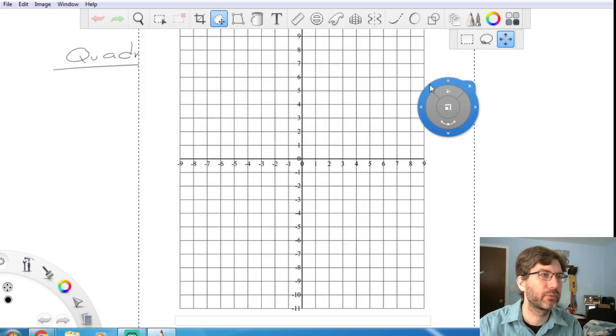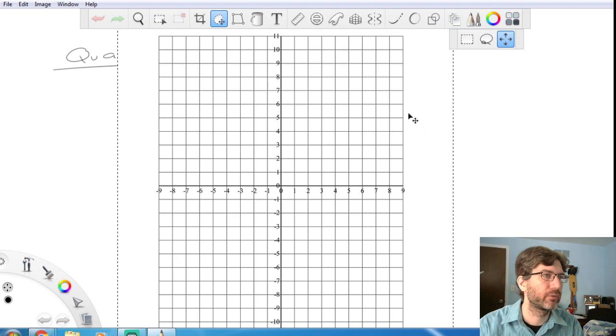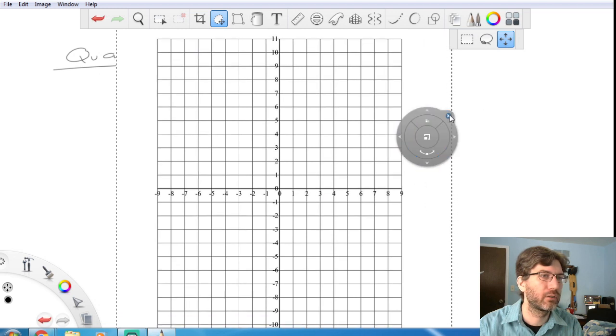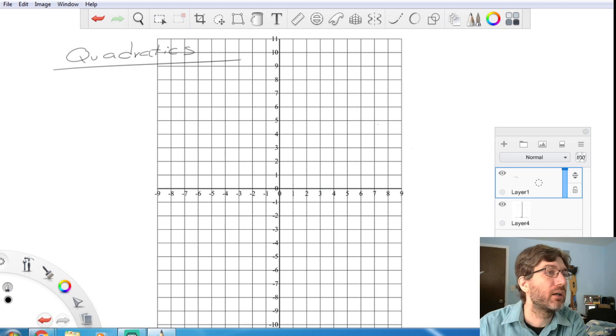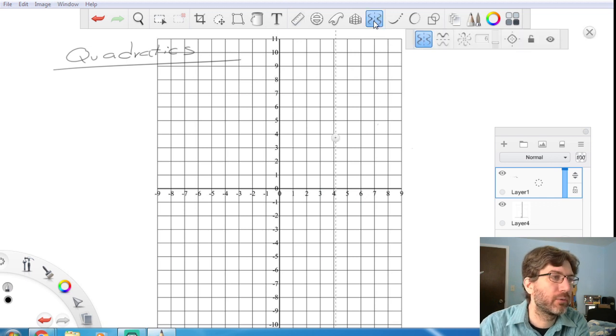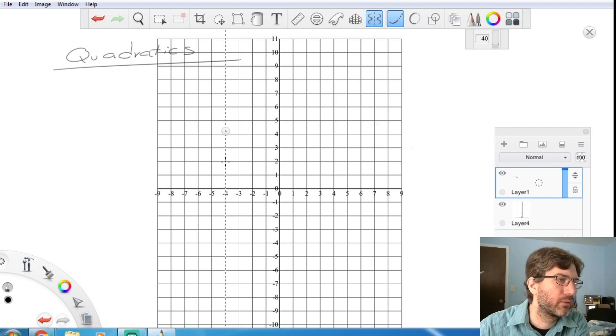So if I bring up some graph paper here. There, now it's on top. Here you get parabola shapes. So let's make one right here. So you get parabola shapes. They look like that.